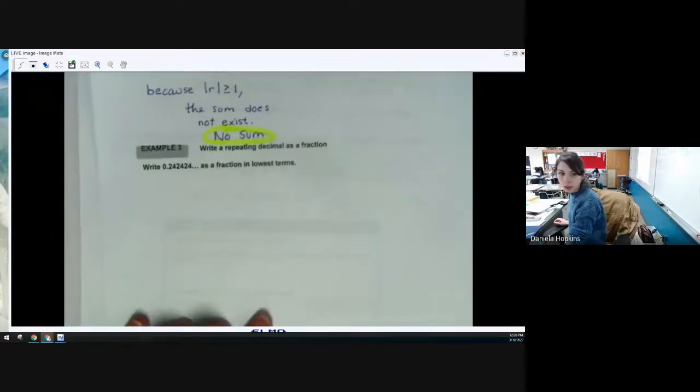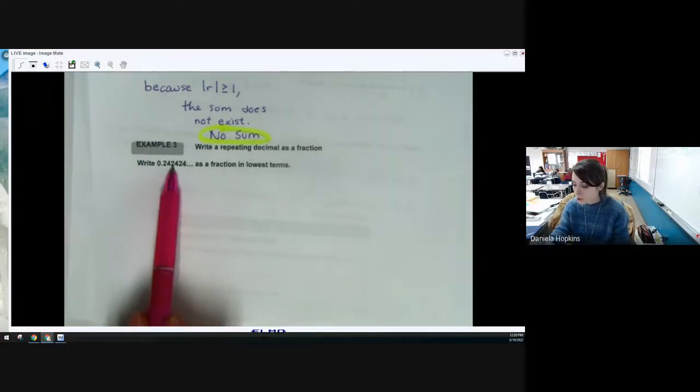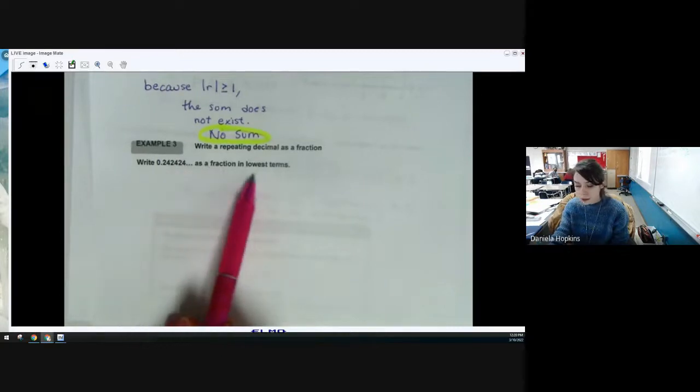Okay. Let's look at the really cool one. Example 3. I really like this application for series. It's kind of crazy that it exists. So this wants us to write 0.242424 repeating as a fraction in lowest terms. And it turns out we can do this by writing it as a geometric series.